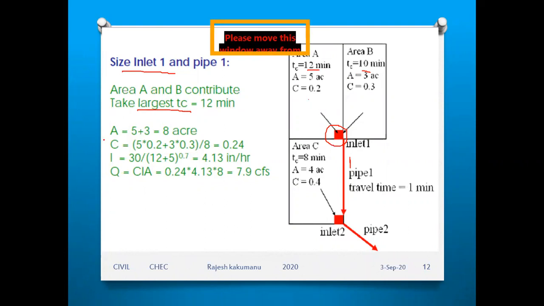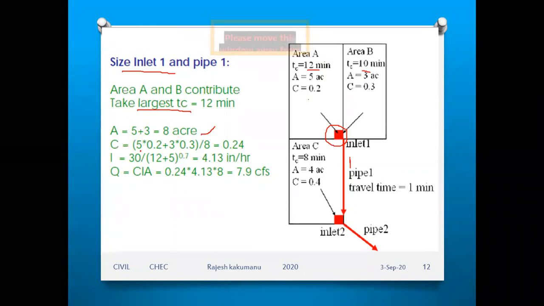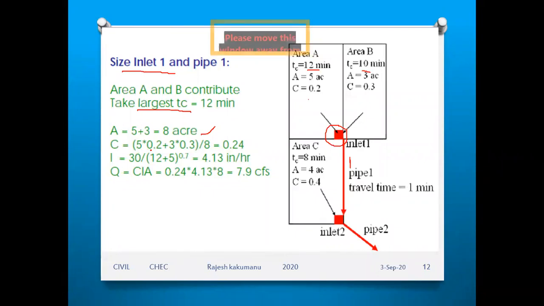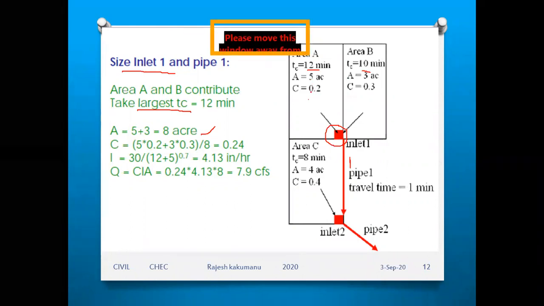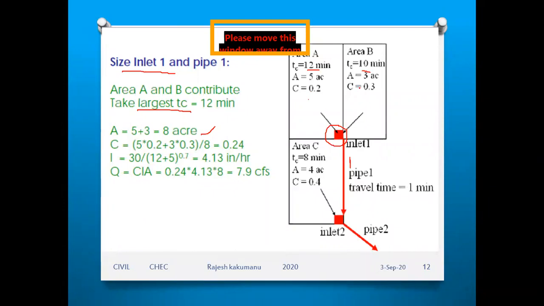Now what is the area of A and B? It is 5 plus 3, which is 8 acres. Now what is the C formula? C is equal to 5 into 0.2 plus 3 into 0.3, divided by the total area, 5 plus 3, which is 8.